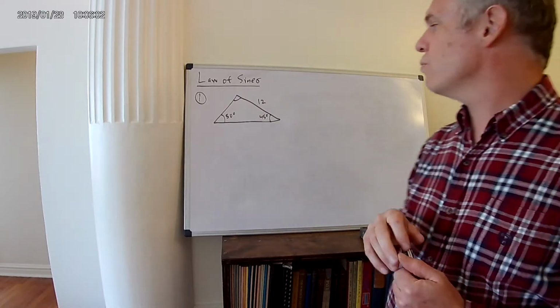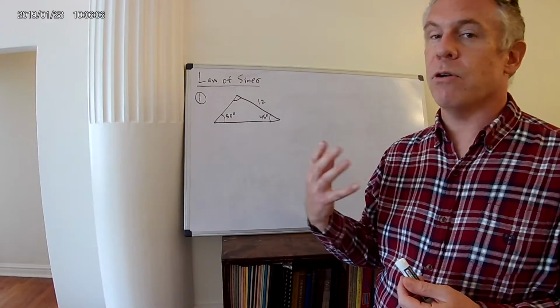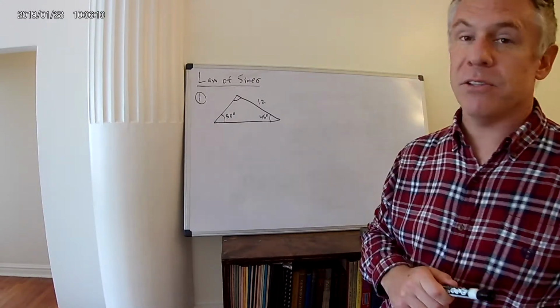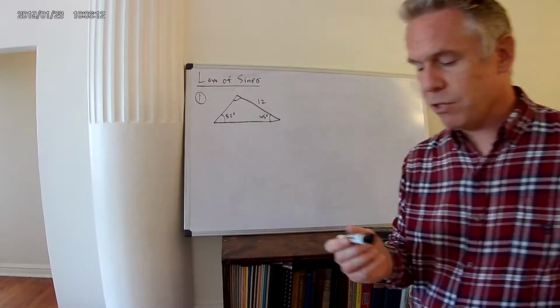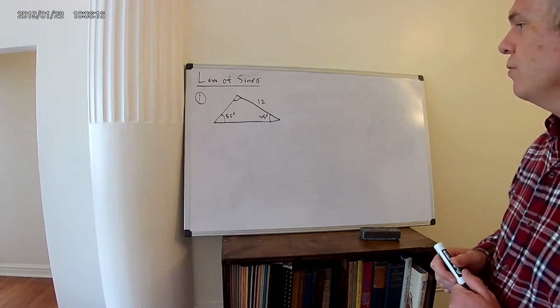Now, a triangle has three sides and three angles. So there's 6 attributes of a triangle total. You have to know 3 out of the 6 to be able to solve for the rest. And we know 3 here, so we can solve this triangle. But the question is, and we're going to use the law of sines to do this.